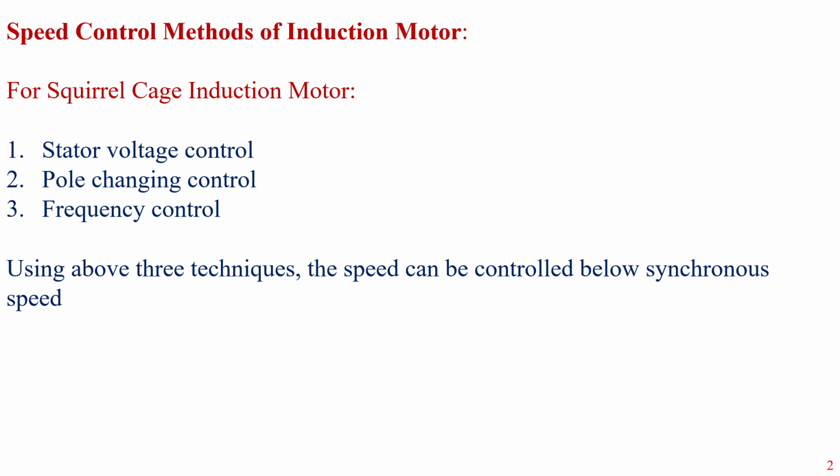There are two types of induction motors. One is a squirrel cage induction motor. Another one is a slip ring induction motor. For squirrel cage induction motor, there are three types of speed controls. One is stator voltage control, second one is pole changing control, and third one is frequency control. Using these three techniques, the speed can be controlled below synchronous speed. And these three techniques are well discussed in many textbooks.